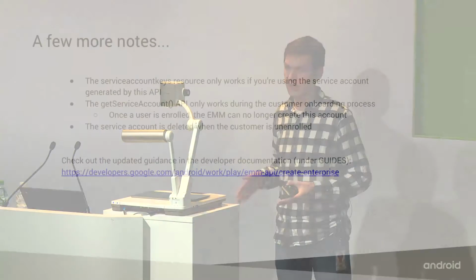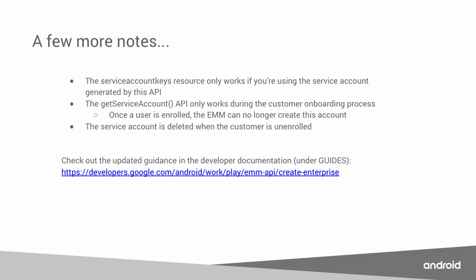And that's about it for this. So the service account keys resource is only going to work for accounts created through the API. So you create an account, and you can use this. You can't just use this with any service account that you've bound. And you can only use get service account during the setup process. Once you are totally set up, we disable this call.